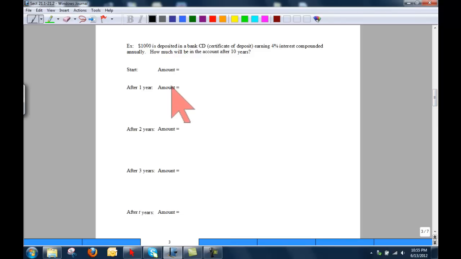Again, I'm going to go through some generating the pattern and then try and guess a formula. We start out with $1,000 as before. After 1 year, we have our $1,000 and we've earned a year's worth of interest on it. So it looks like this.